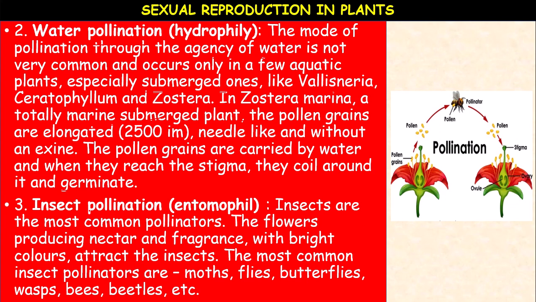Next, insect pollination, that is entomophily. Pollination by wind is called anemophily. Pollination by insects is called entomophily. Insects are the most common pollinators. The flowers produce nectar and fragrance to attract the insects, and the flowers also have bright colors. Attracting the insects is the main purpose of the color and fragrance. The most common insect pollinators are moths, flies, butterflies, wasps, bees, beetles.